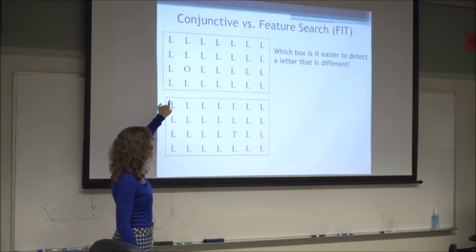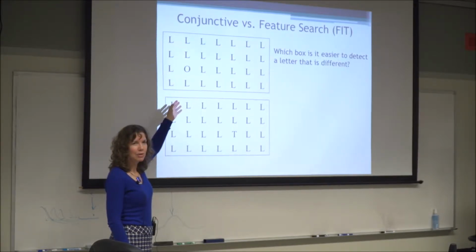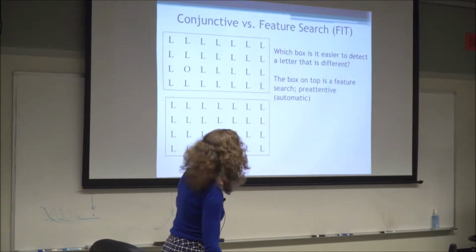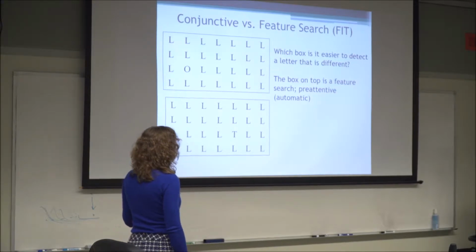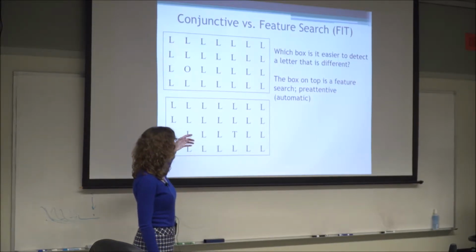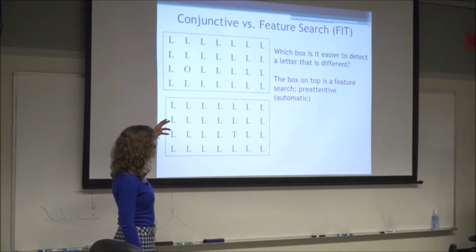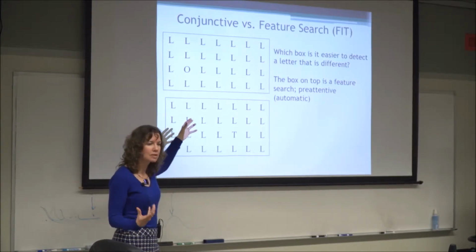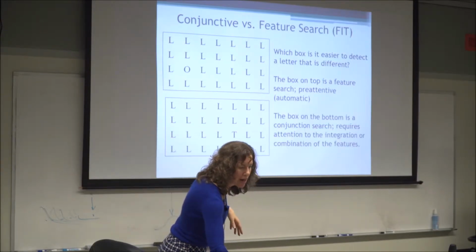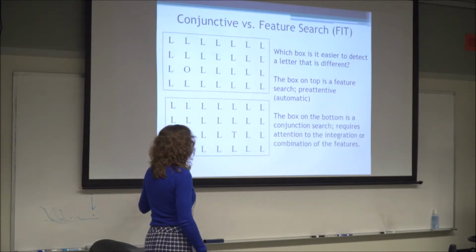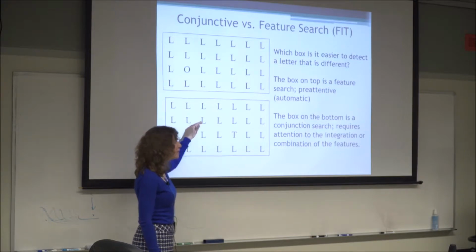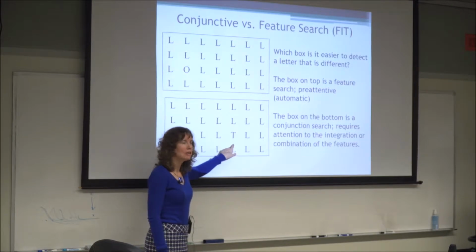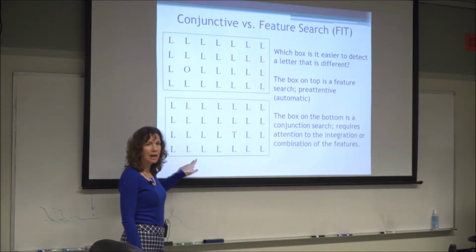An O is very different in its contour from the L, and so it almost just pops out at you, right? Because it's so different. We call this a feature search. It's something that's pre-attentive, very automatic, it just pops out and happens because it's so different. Whereas in the bottom, we really had you do a conjunctive search, which is almost like a serial search. You have to look through until you actually identify this T because it's so similar to the L's.